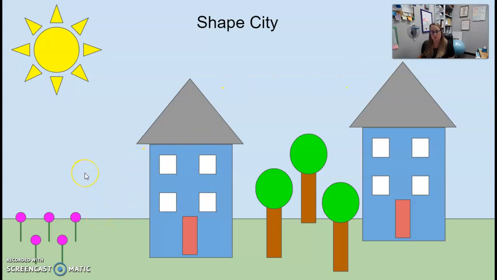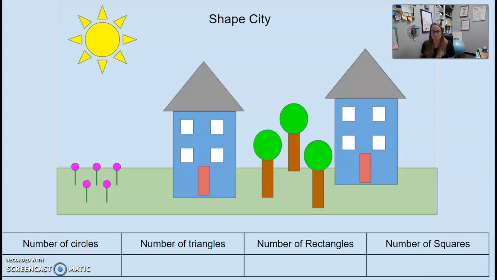So here's what we're going to do. Today we're going to look really carefully at Shape City, and we're going to see how many of each shape we actually see. So I made Shape City just a little bit smaller so that we could have our area to write down everything. The first thing we're going to look for is the number of circles. So put on your magnifying glasses and see, can you find all of the circles that are in Shape City? Let's look at them together.